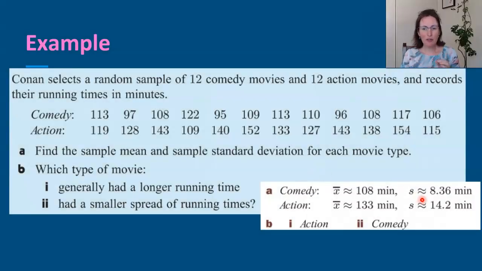And so what have we found there? What do these 2 standard deviation numbers mean? It means that although action movies run for longer, their spread, their standard deviation number, is bigger. So you're more likely to have action movies with really quite different times from that 133. It could be 14 minutes less or more than 14 minutes. And so that's a bigger spread, whereas the comedy, 108 minutes, might only vary by 8 minutes less or 8 minutes more for the majority of those movies.